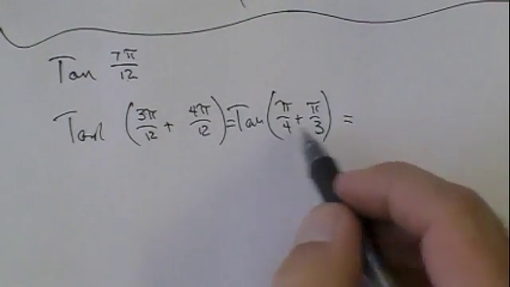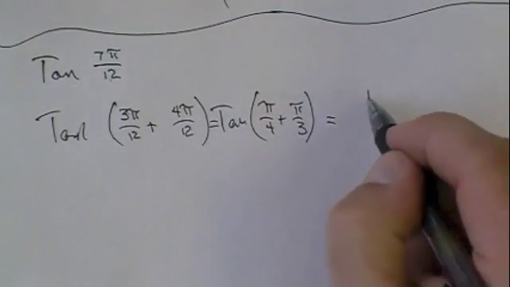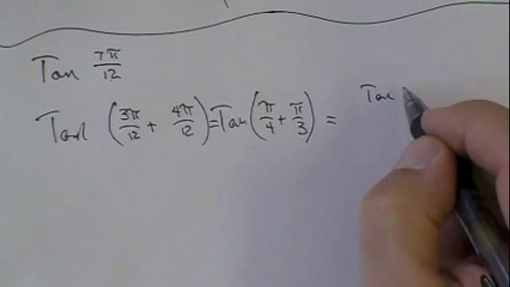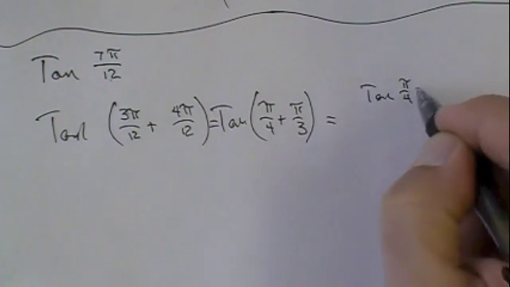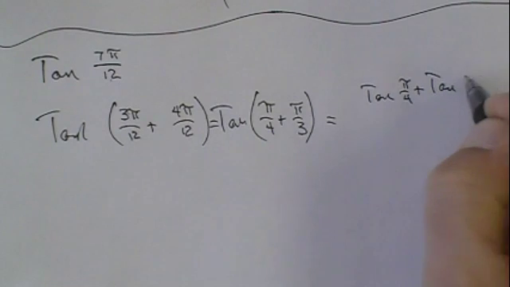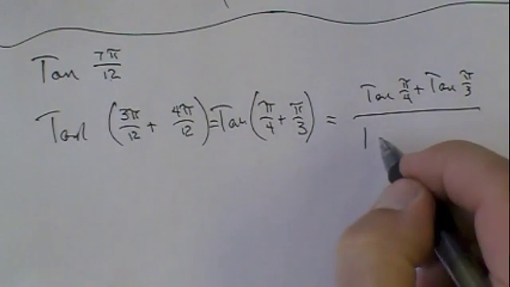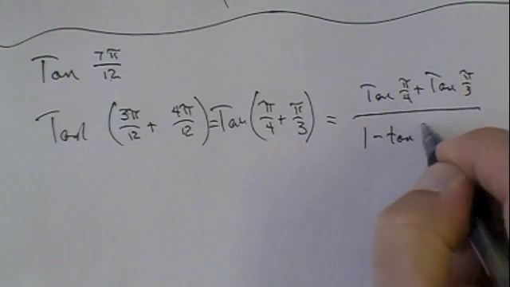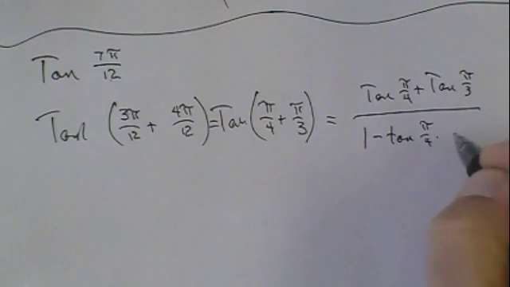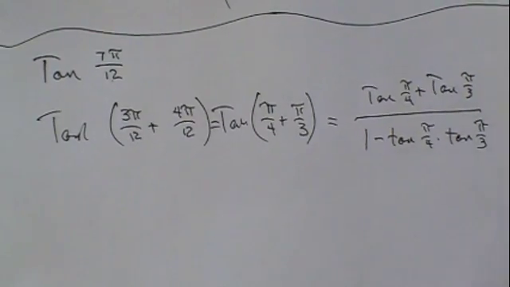Our formula for the sum of two angles, then, we're looking at the tangent of pi over 4 plus the tangent of pi over 3, all over 1 minus the tangent of pi over 4 times the tangent of pi over 3.